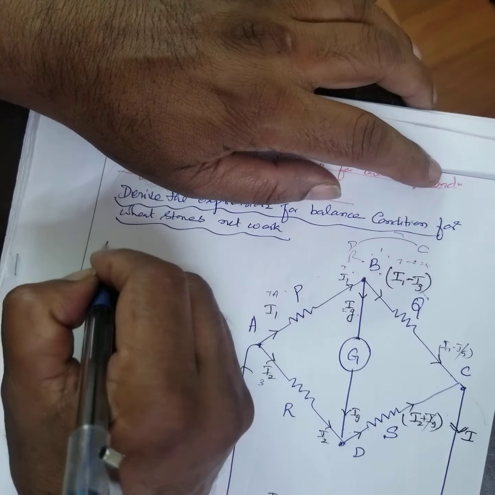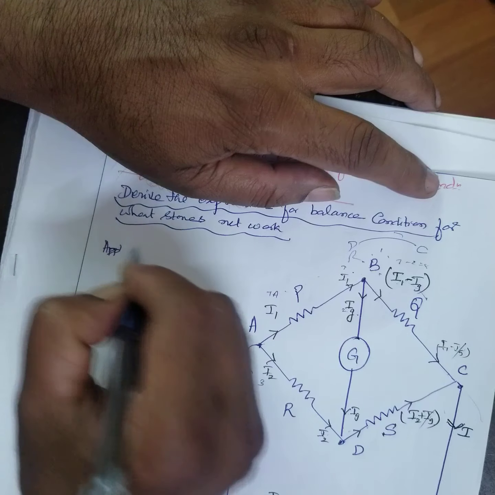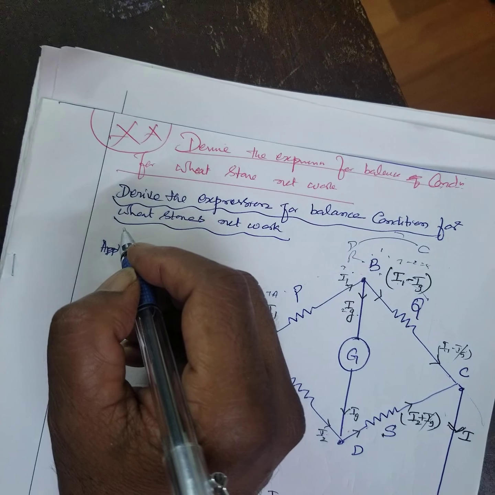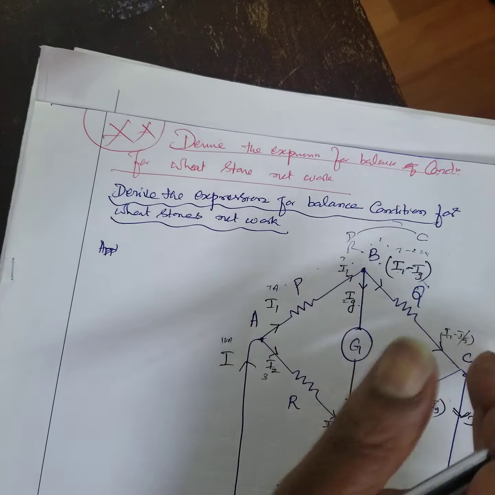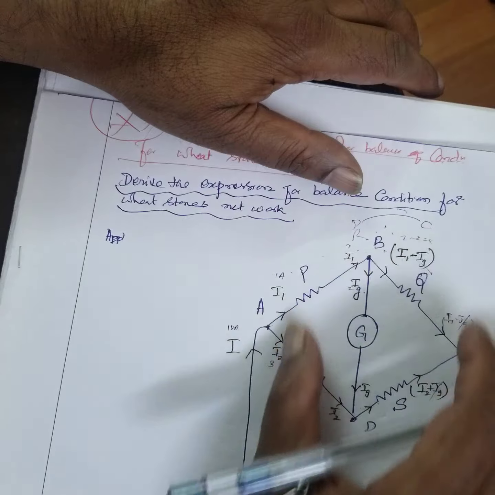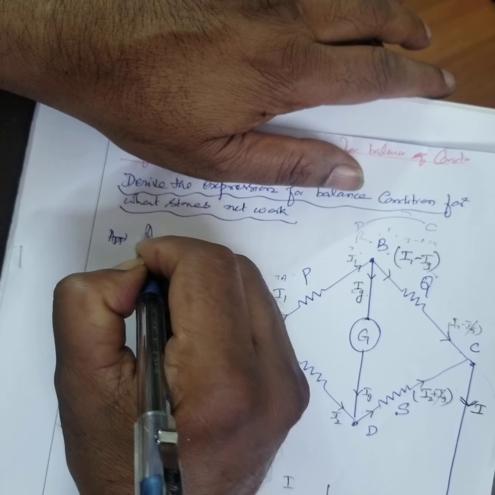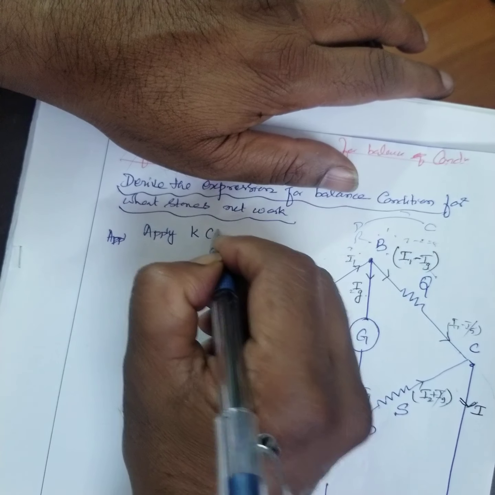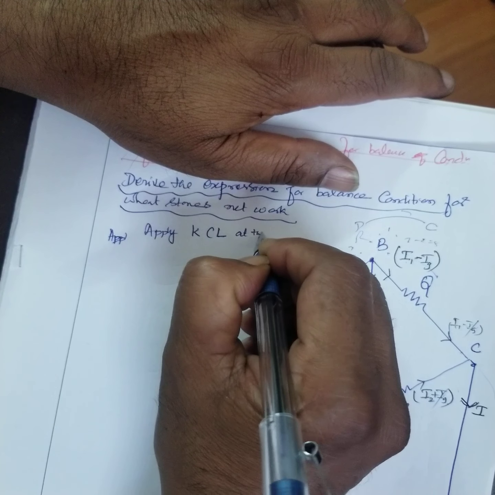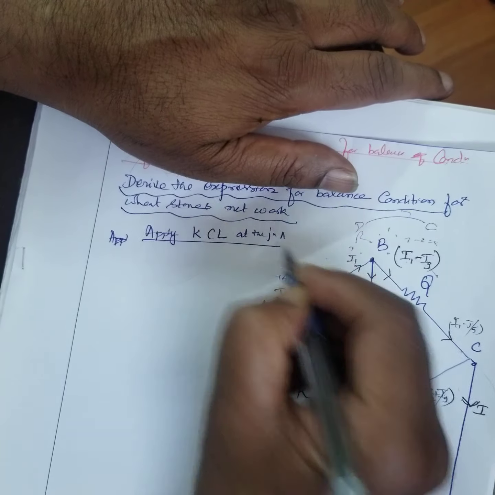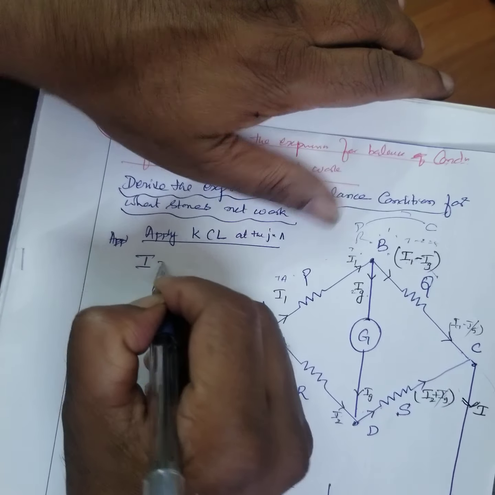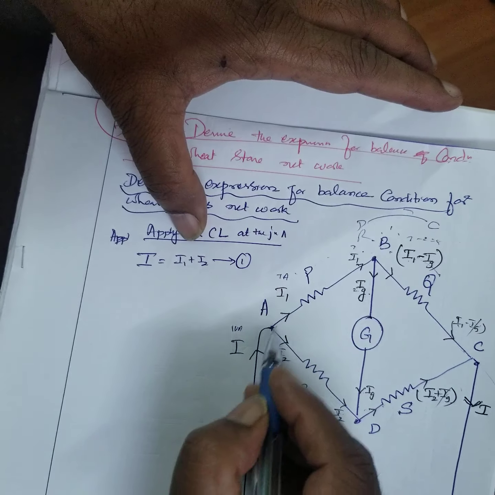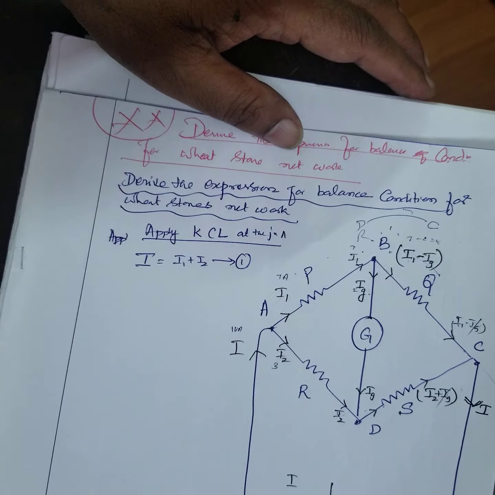Now, the first one, applying. What you have to do is, here this branching takes place. You need not explain the branches and all that. Apply Kirchhoff's current law at the junction A. What is that? I is equal to I1 plus I2. That is, current entering the junction equals current leaving the junction, so you have applied it.